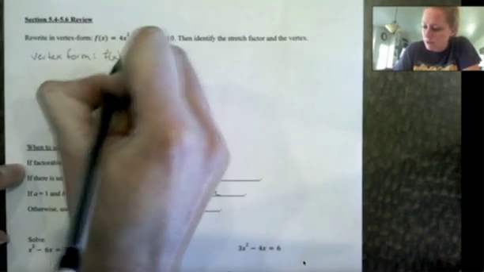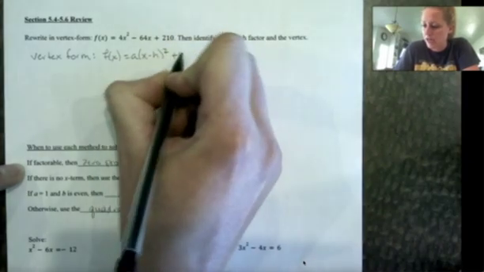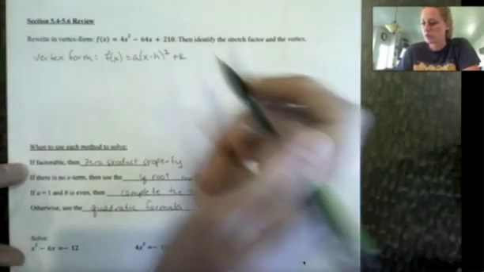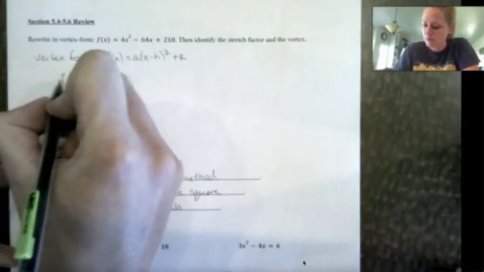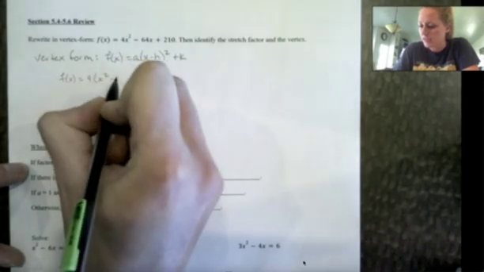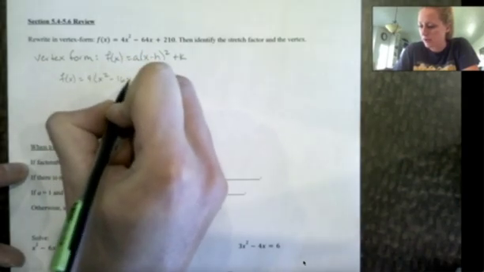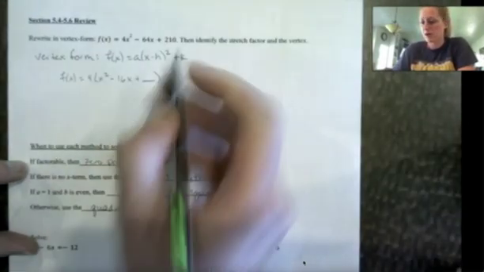It looks like this. f(x) = a(x - h)^2 + k. So I want it to look like that. So we are going to factor out the 4 from the x squared and the x. So I divided both those by 4, and then I'm going to complete the square to create a perfect square trinomial and be able to factor this part.